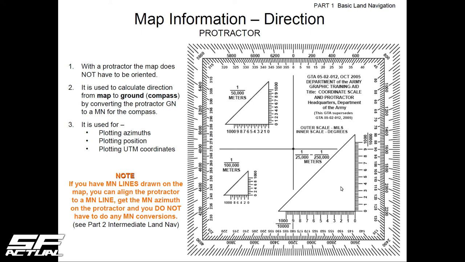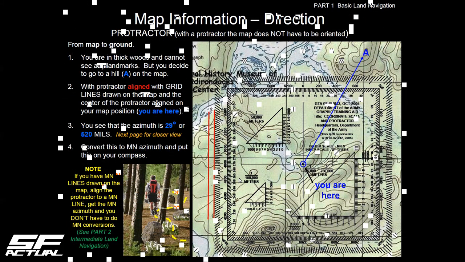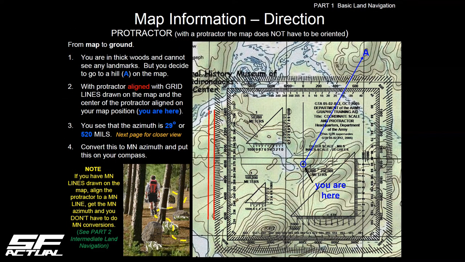Here is another scale, and then here's another scale that is just a little bit smaller. So in this case, you're in thick woods, cannot see any landmarks, but you decide you want to go to hill A. You can't see where you're going, but all of a sudden there's hill A that you need to get to.